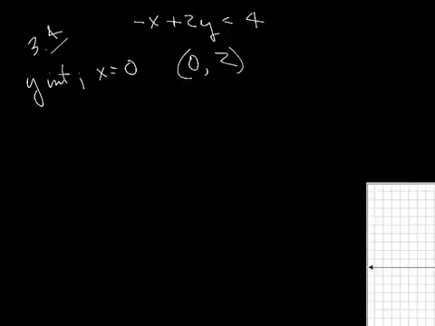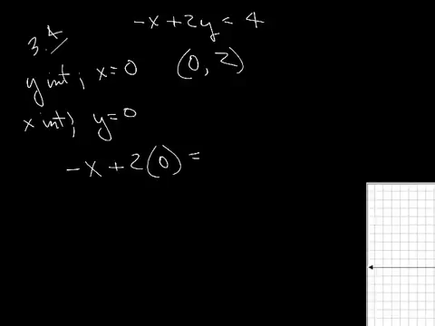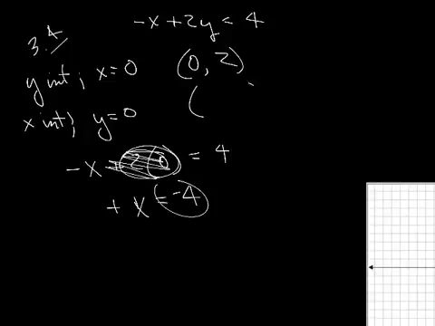Okay, so let's do the x-intercept. And that is going to be when y equals 0. So let's go ahead and do that. Negative x plus 2 times 0 equals 4. 2 times 0 is 0, so that'll all go away. So we have negative x equals 4. And remember, if we have a negative x on one side and a number on the other side, we just switch the signs. That's a plus, that's a minus, and we're good. So my x value is negative 4 when my y is 0.